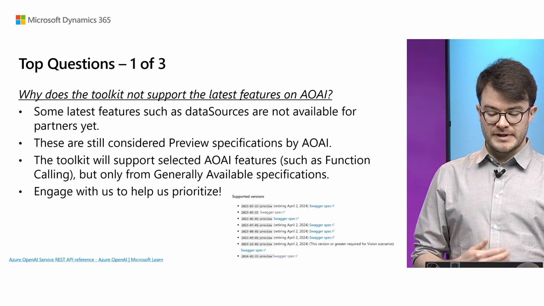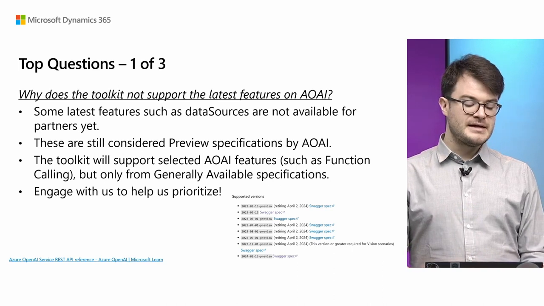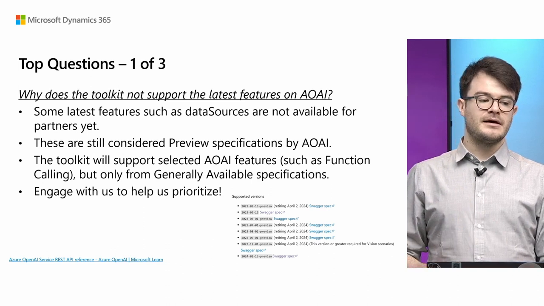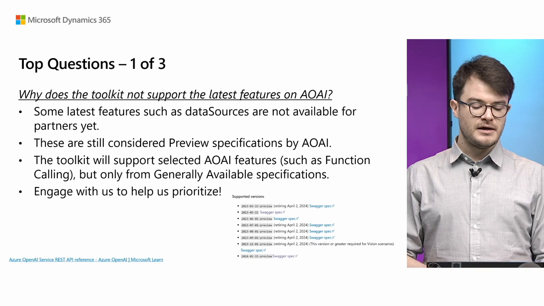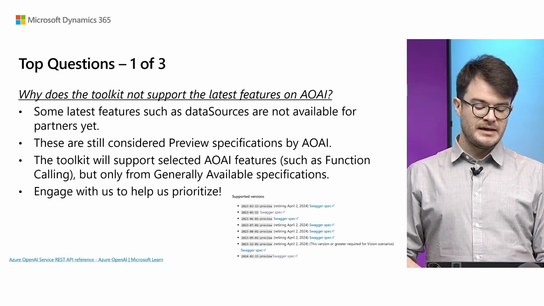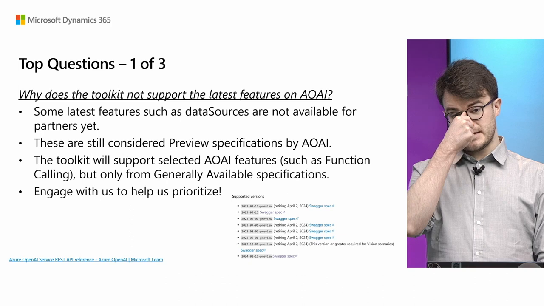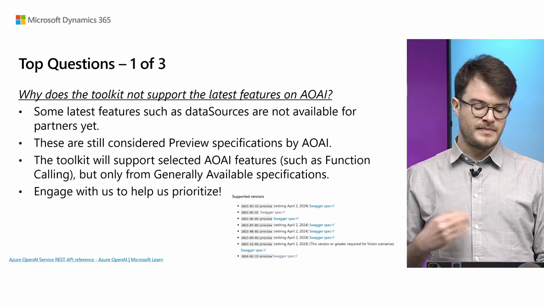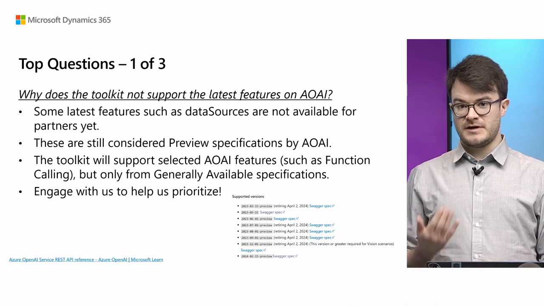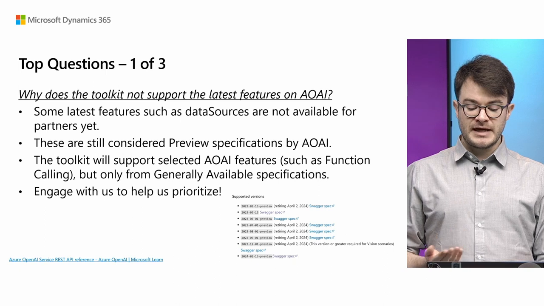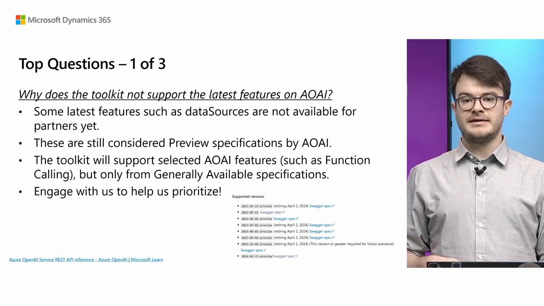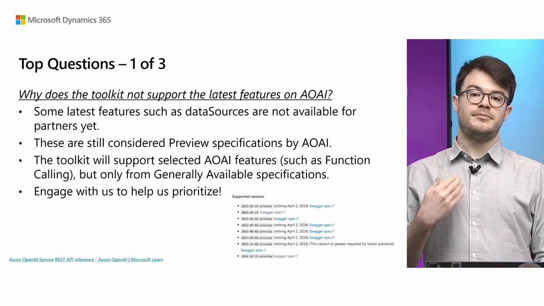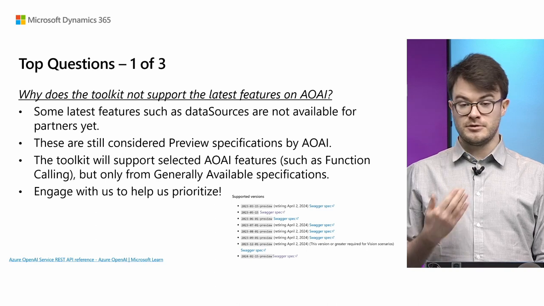Why does the toolkit not support the latest features on Azure OpenAI? Some of you might have noticed some features and capabilities that Azure OpenAI offers, such as the data sources capability, which we don't really expose as part of our toolkit. There are two reasons for that. The first reason is that some of these capabilities are considered preview specifications on the Azure OpenAI side. A couple of weeks ago, we got a new GA specification, so a generally available one. But before that, it had been several months since we had another GA specification. And in the toolkit, we will not support any preview specification at all.